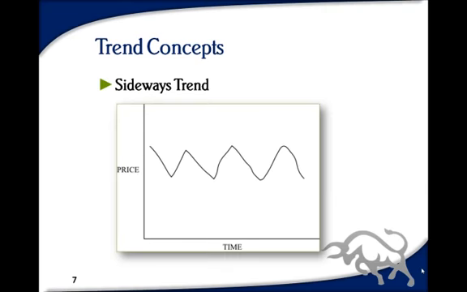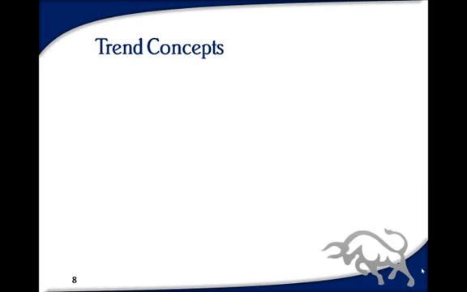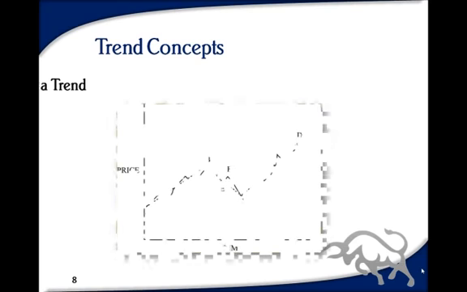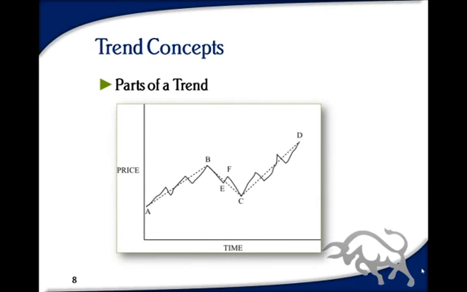Maybe quite a bit irregular, and that basically is it's not making any progress up or down. Now here's a bit more of a breakdown of a trend. This is an uptrend, and we can see that there's an uptrend from A to D.